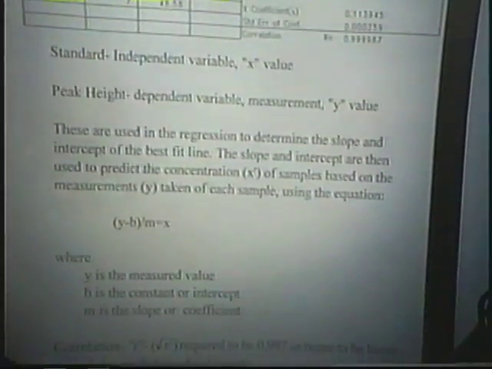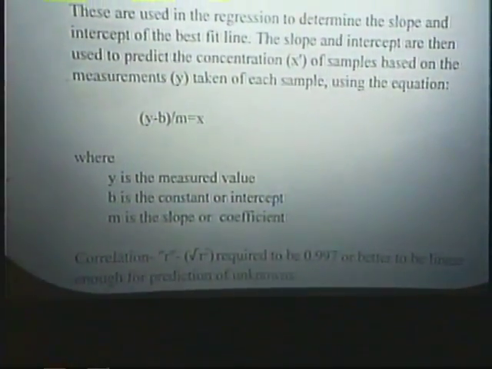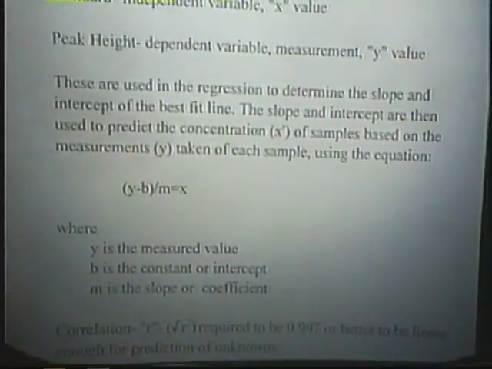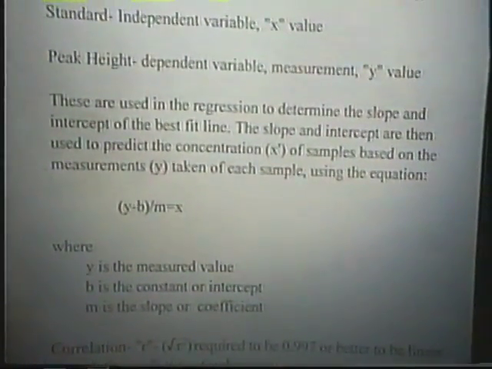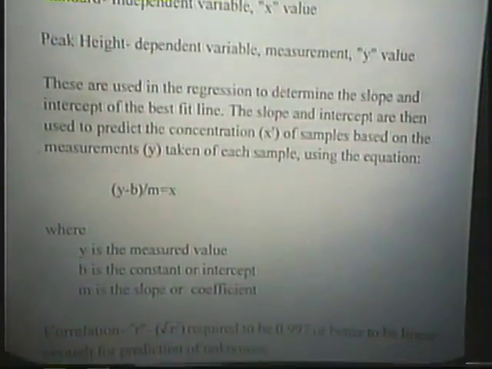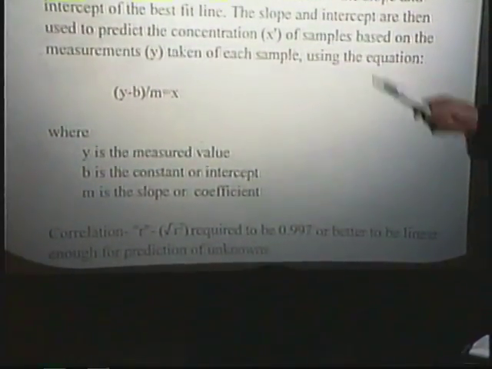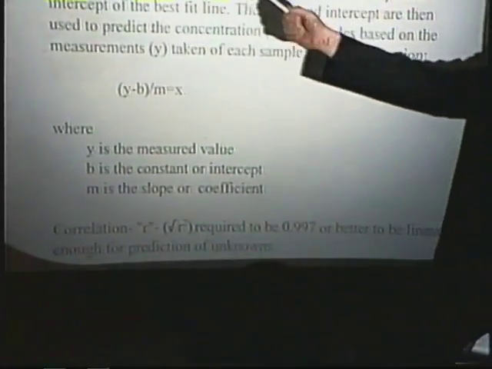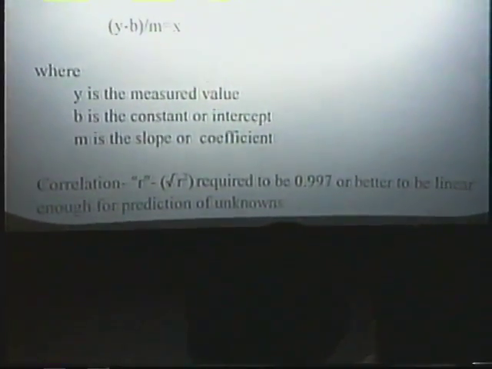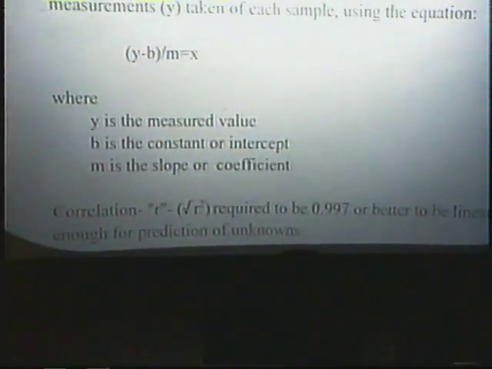With the use of computers and calculators, we do correlations at least at the beginning of every day, of every analytical run. And then when I get to quality, I can explain a little bit about going out of control. Anytime a system goes out of control, it's necessary to completely recalibrate it with a new regression before any data can be generated. But basically, the standard is the independent or x variable. The peak height, which we measure, is the dependent variable. They're both used in the regression to determine the slope and intercept of a best fit line.